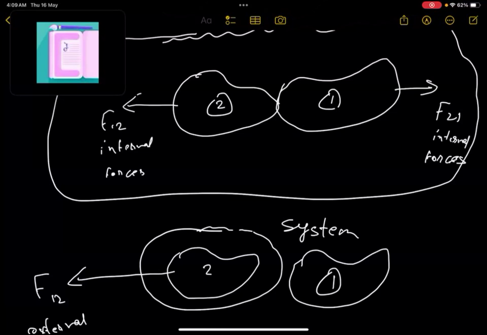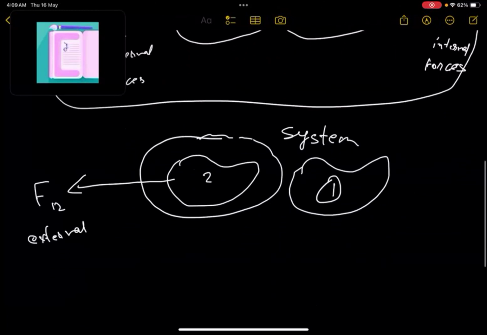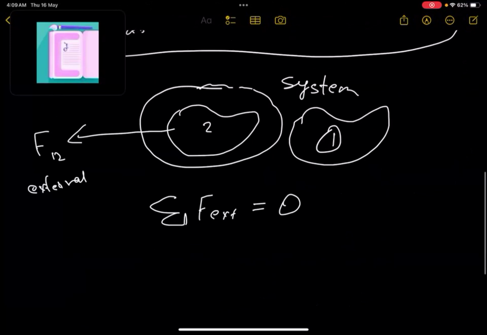Is that right? Okay. Now that you know about internal forces, you need to know that when you select a system and in that system there is no external force applied, that is, if the summation of external forces is 0, then in this situation the momentum of the system is conserved. That is, the initial momentum of the system is equal to the final momentum of the system.